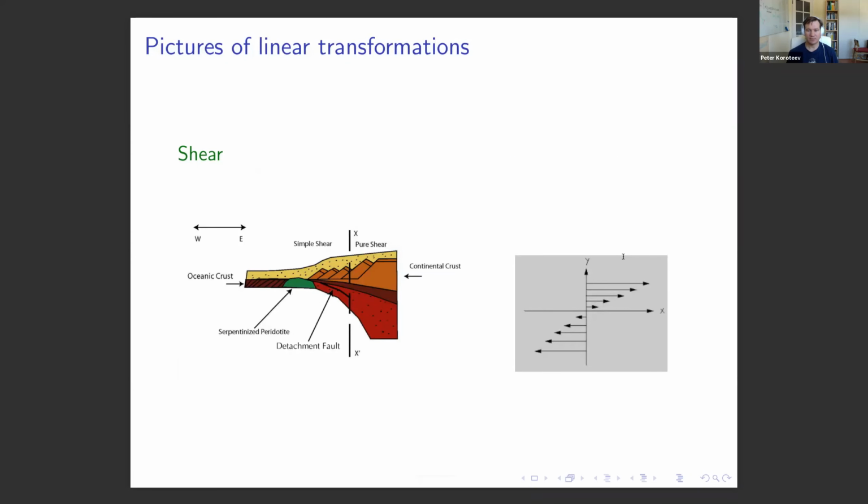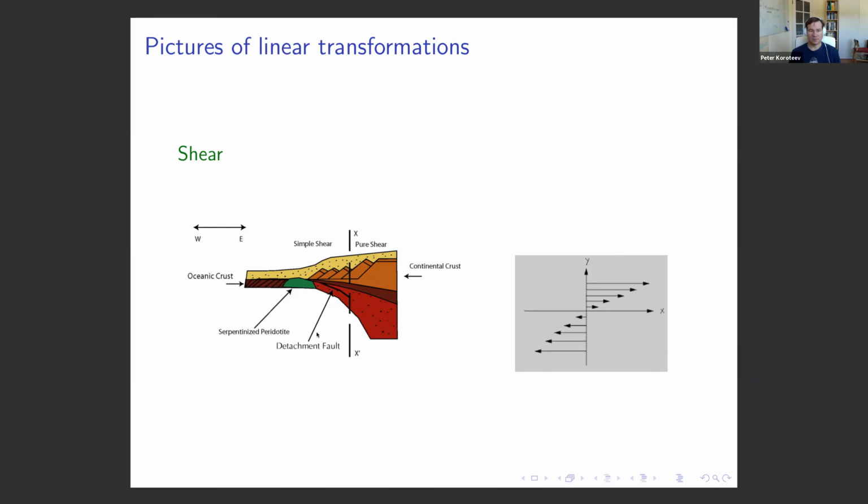Let's look at special cases of linear transformations. Some of them are very important and used quite often in physics, engineering, and other applications. First, a shear transformation. So here's an example of shear transformation in the Earth's crust, right? You know that the Earth's crust sort of floats on the sea of mantle, and the mantle is liquid, is fluid, and then the Earth's crust plates move, right?